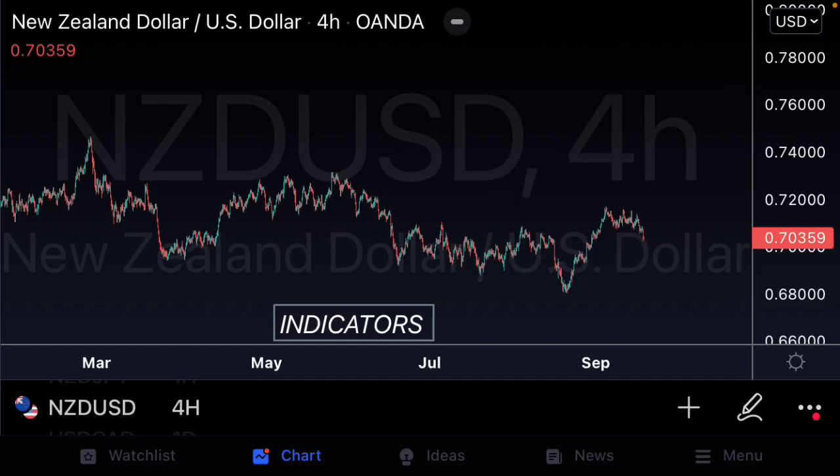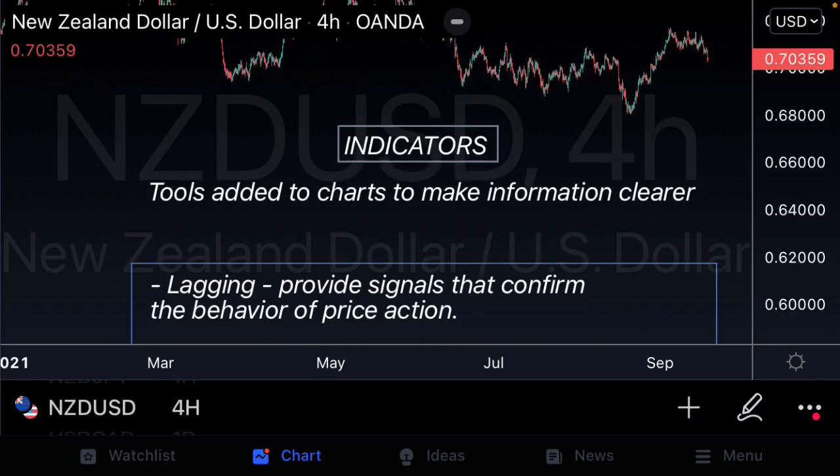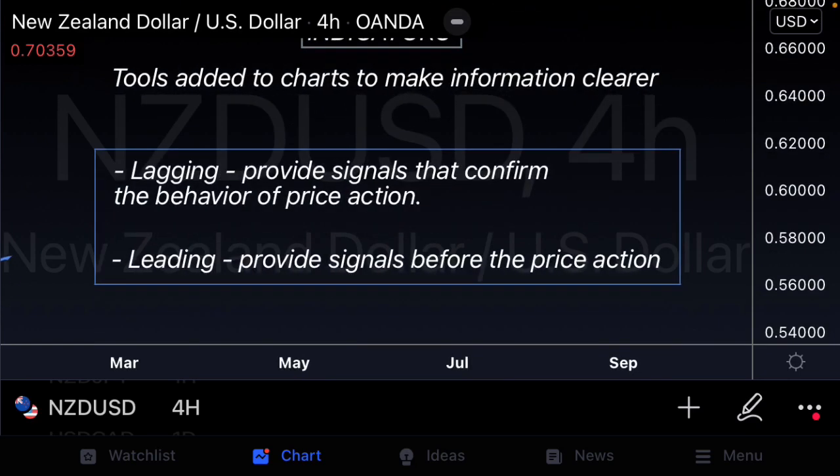What we are doing here is showing you that just by using price action alone, you can still get the benefits of an indicator. Why? Because price action provides signals that confirm the behavior of the nature of price, as well as provide signals of where you can capitalize on the next piece of momentum.